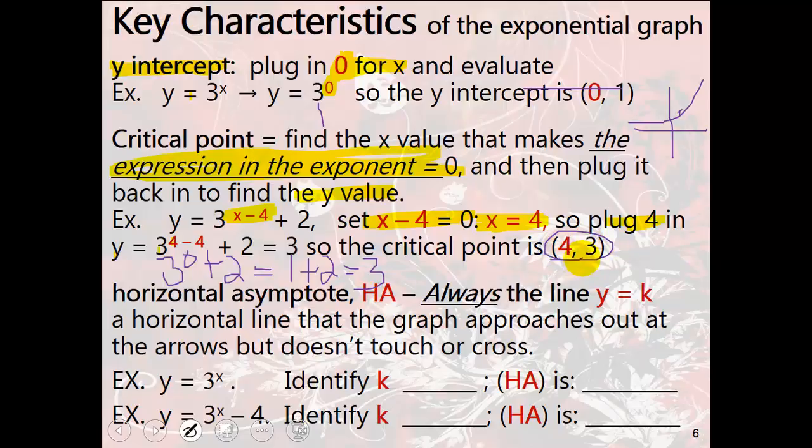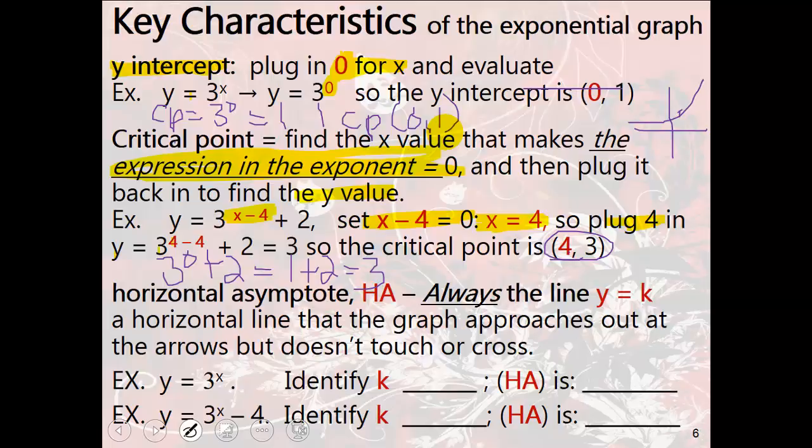Now, in some cases, like when you don't have any horizontal shift or vertical shift, sometimes your y-intercept and your critical point are exactly the same thing. For this one, the critical point, I plug in a 0, and I get out a 1, and so my critical point is also 0, 1. So sometimes the y-intercept and the critical point are the same point. Many times they are not, okay?